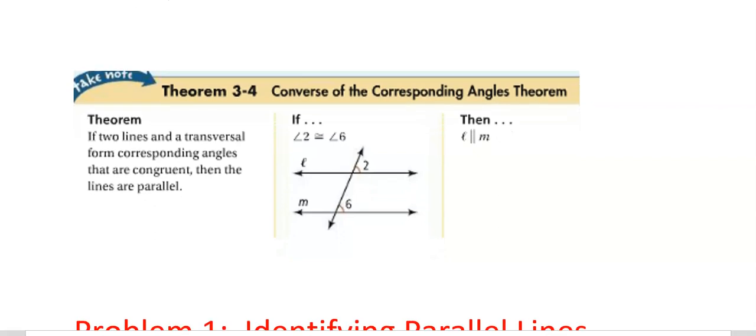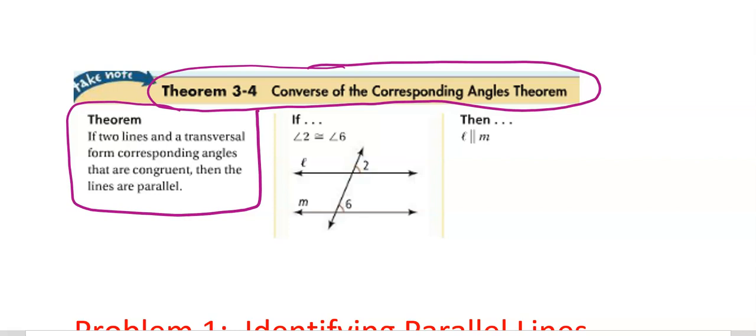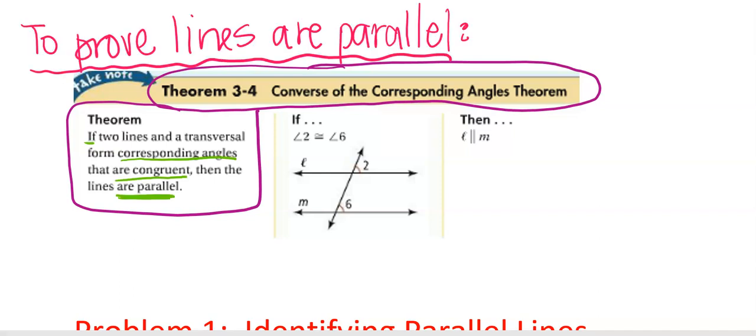First theorem, the converse of the corresponding angles theorem. So I want you to write the words, give the number, just those things that I have in purple, please. This one says if two lines and a transversal form corresponding angles that are congruent, then the lines are parallel. So if you look right above this theorem 3.4, notice that I added "to prove lines are parallel." If you guys want to put that in your postulates and theorems section, go for it.